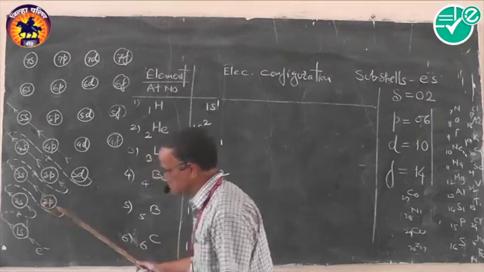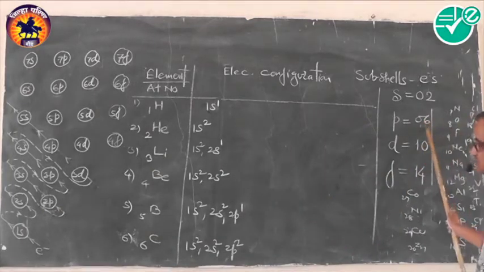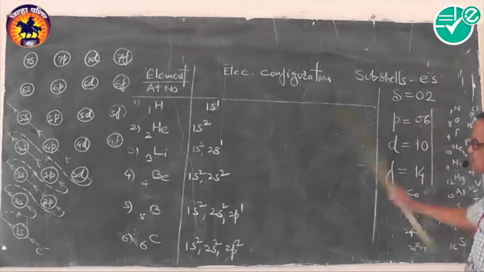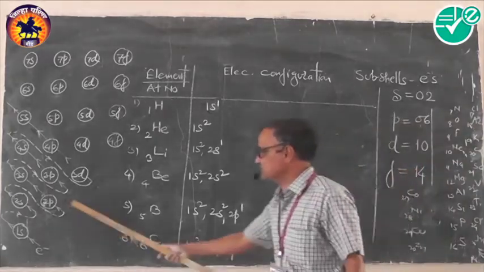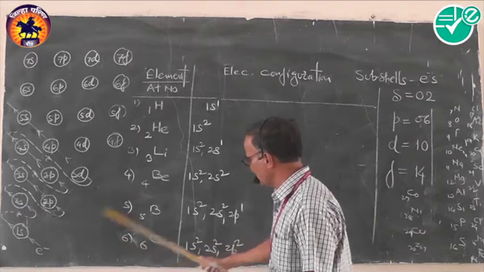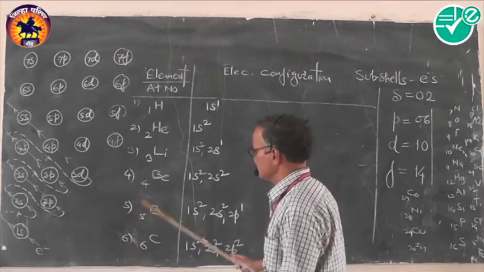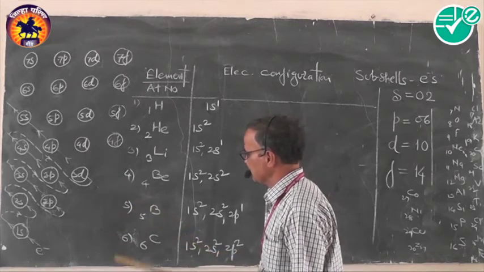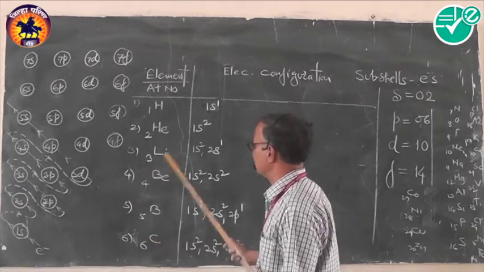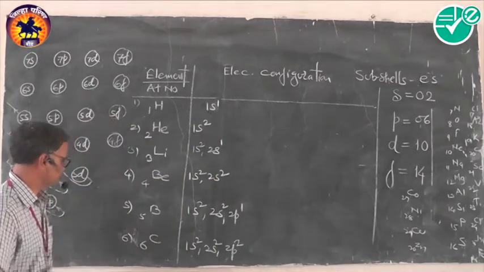Now this 2p subshell has a capacity to accommodate 6 electrons. So 6 electrons are added in this 2p subshell. Hence the electronic configuration of atomic numbers 5, 6, 7, 8, 9 and 10 can be written very easily in the following fashion.